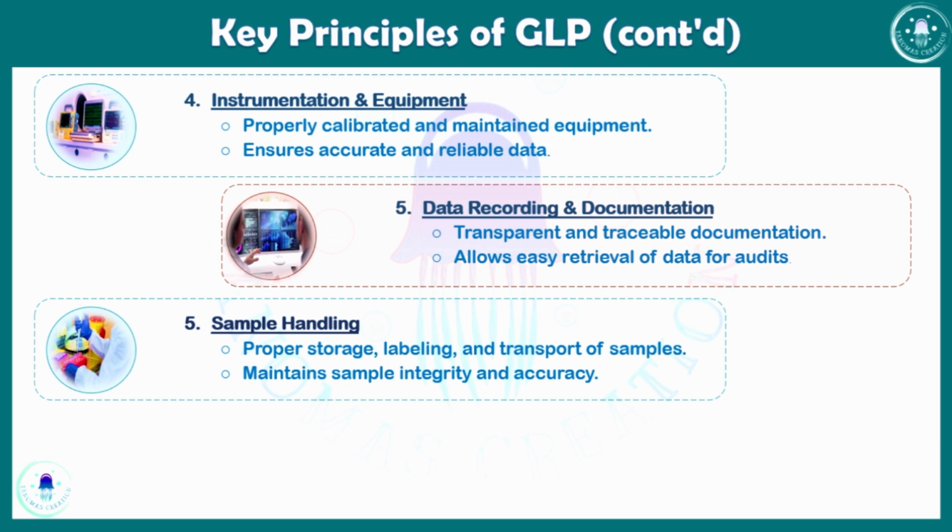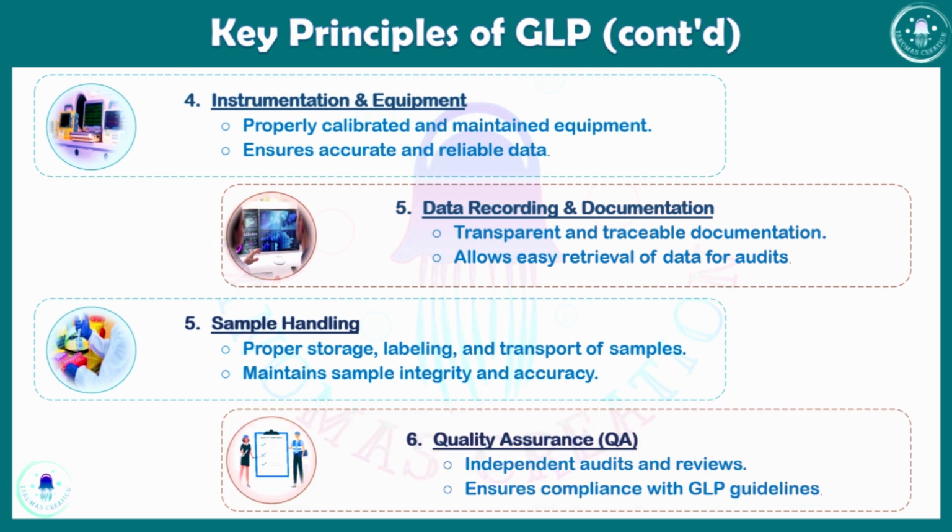And the last one is quality assurance. An independent quality assurance team is required to monitor compliance with GLP guidelines. They monitor that all the GLP guidelines are being followed in the laboratory for the production of the targeted samples or products. So the quality assurance team is important. This team audits the study process, reviews the documentation, and also ensures that any deviations from the protocol are addressed. This is what the quality assurance team does.